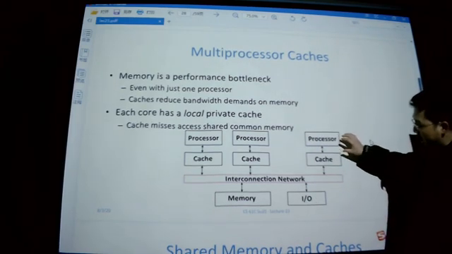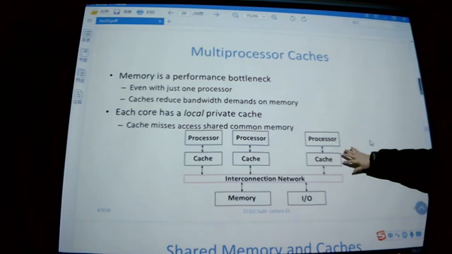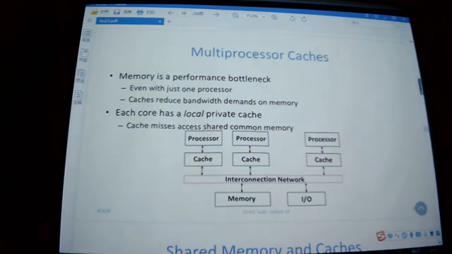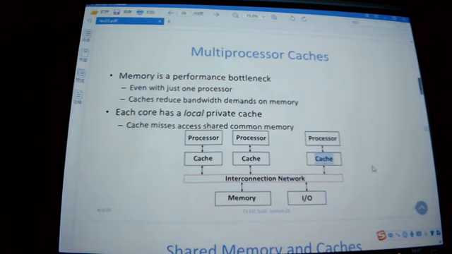Some processors have some cache, and some cache is for the processor. We know level 1, level 2, and level 3. Level 1 cache is simple and different for each processor. Level 2 and level 3 are shared among the processors. So we can see the multiprocessor cache. This cache is level 1, and this is for one processor.